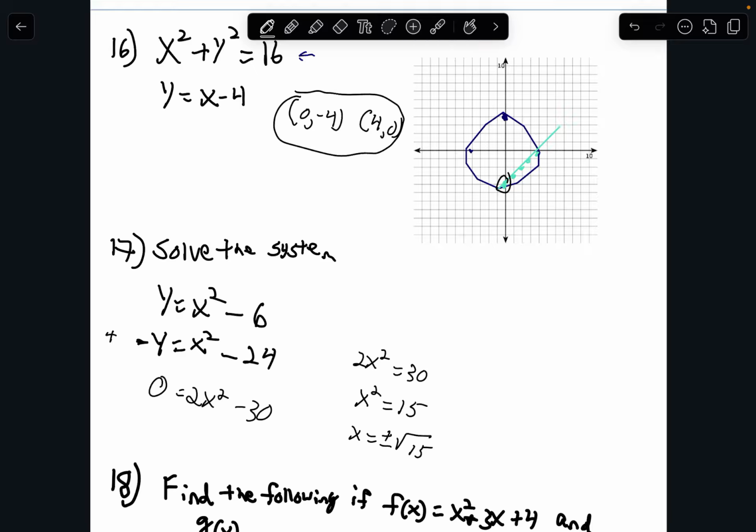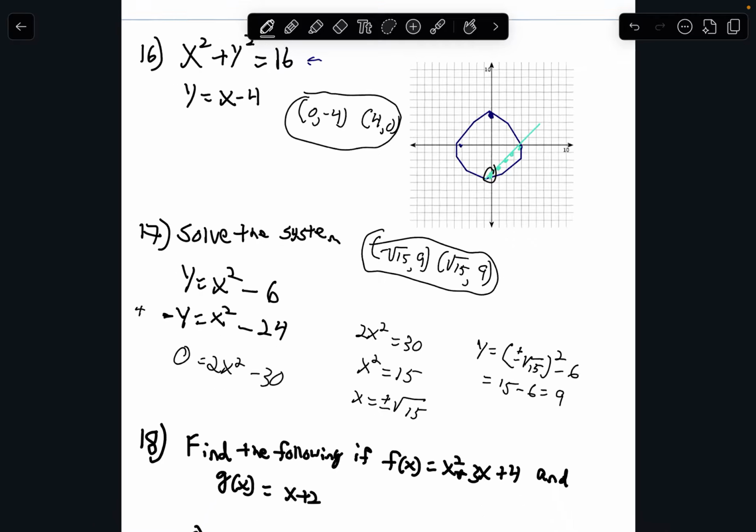Now the y value, you just got to plug the x back in. So I'll plug it into the top so I don't have to worry about the negative sign. So it's going to be x squared. X can either be positive or negative square root of 15 minus 6. Well, the square root of 15 squared is 15. Doesn't matter if it's positive or negative. Minus 6 equals 9. So the solution would be negative square root of 15, comma 9, and positive square root of 15, comma 9.